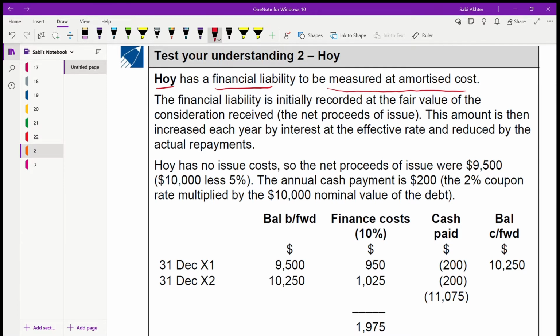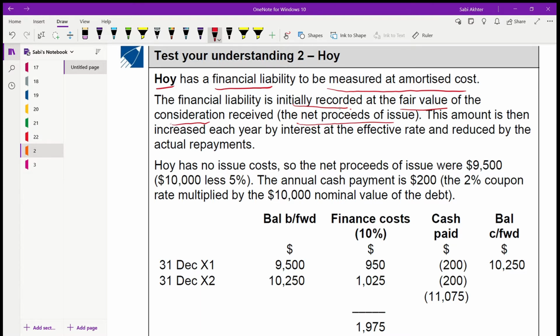The financial liability is initially recorded at fair value of consideration. You have to know initially it is measured at what. When we went through financial liability, you can go back and check my financial liability video where I've discussed that initially it is recorded at fair value of consideration received, the net proceeds of issue. All the issue costs you have to deduct. The net proceeds of issue, that means minus all your issue cost, initially recognized; later you measure at amortized cost or fair value through profit and loss.